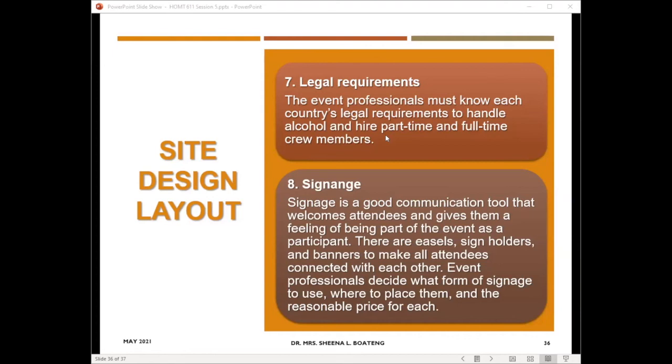The same can be done when you are having an event in an enclosed location. You can use different easels and sign holders as well as banners to communicate various kinds of information that will make attendees connected with the event as well as with each other. So you realize that a typical example of this is when during weddings, they create sign holders that depict where each person is supposed to sit.